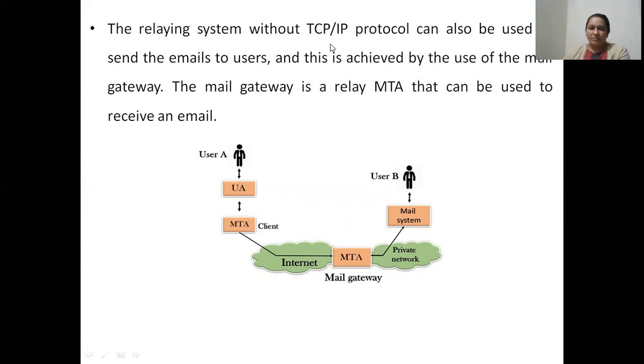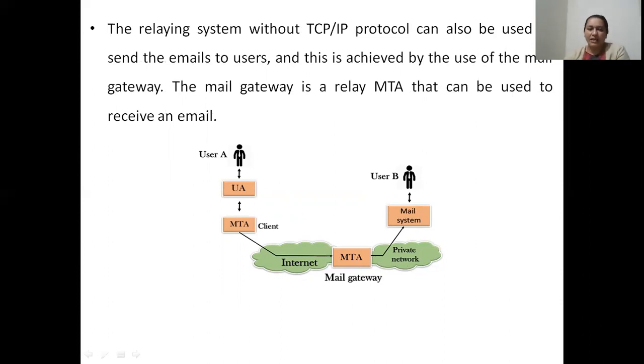The relaying system can also be used to send emails to users through a mail gateway. So whenever two different networks have to be crossed by the email to reach the destination, the mail transfer agent of the mail gateway will be used in order to exchange the message. The mail gateway is a relay MTA which can be used to receive and forward an email between two hybrid networks.